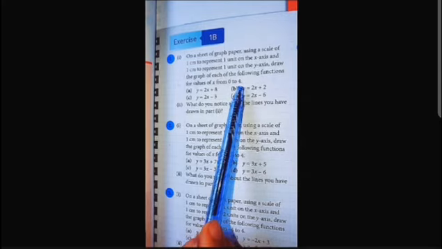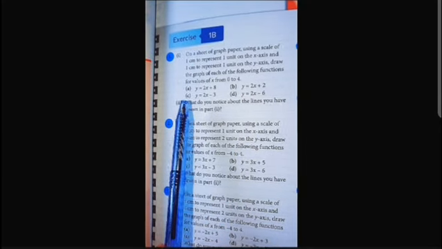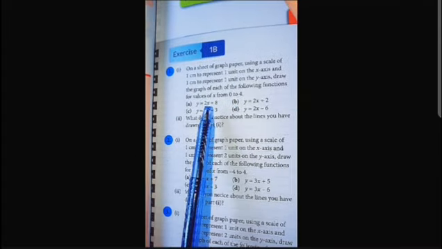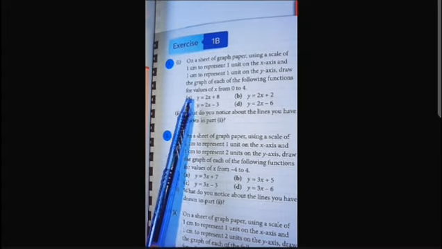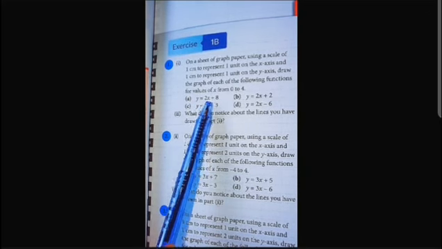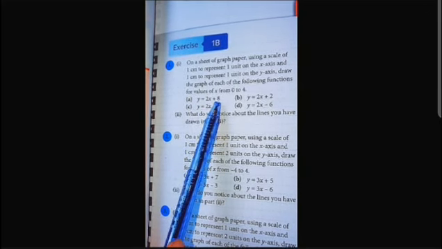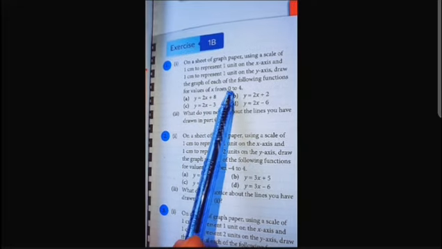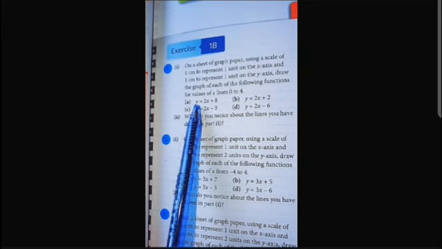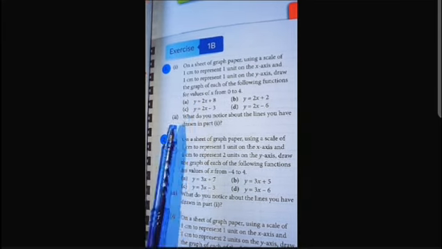So what is given? We have been given the 4 functions a, b, c, d. One by one we are going to solve. First of all, we are going to solve part A: y is equal to 2x plus 8. We have to take the values of x from 0 till 4 and then find the values of y. So I am writing the first equation over here: y is equal to 2x plus 8.